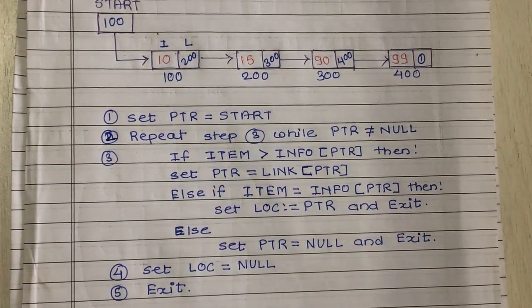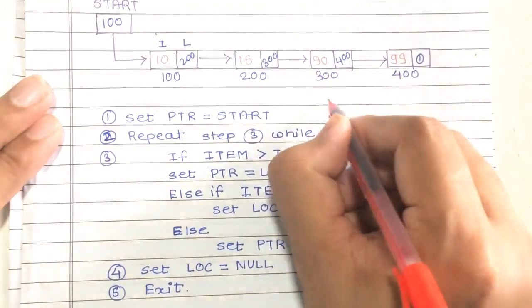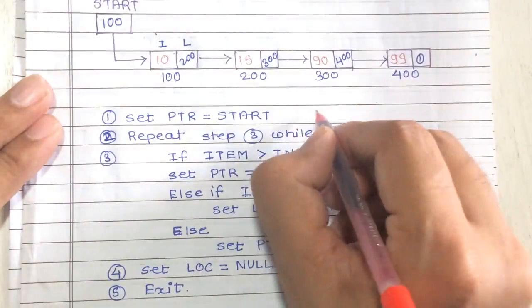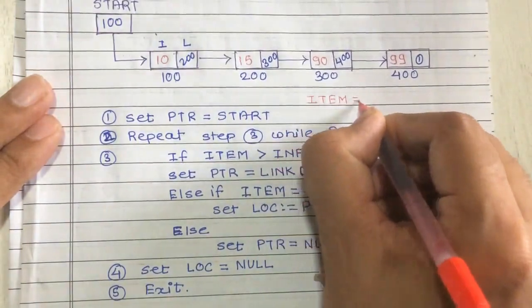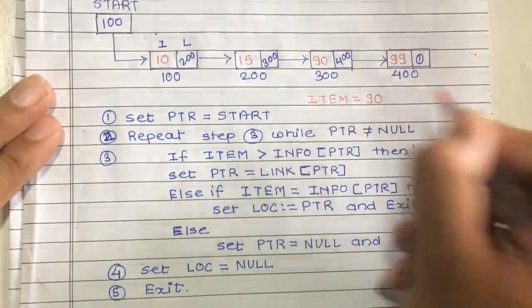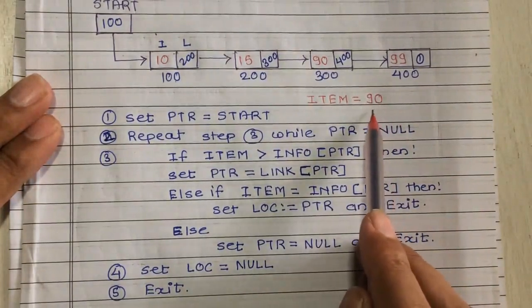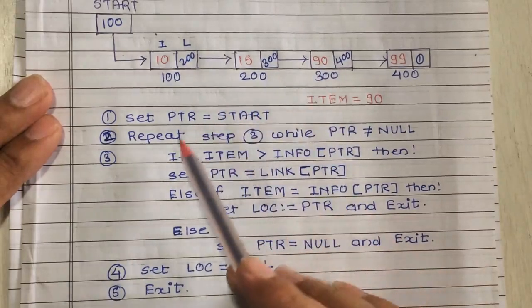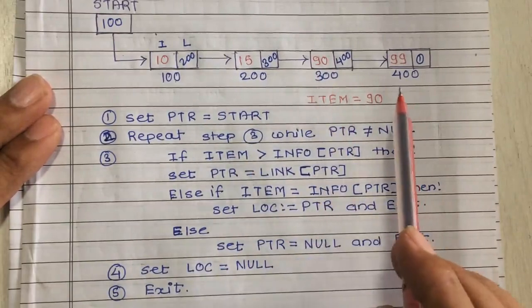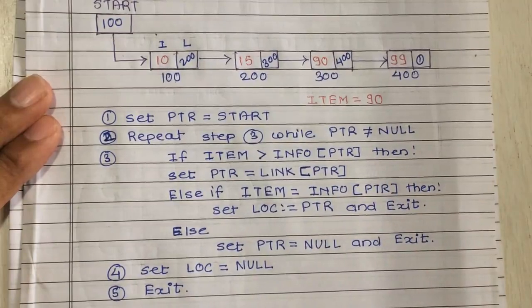So let's start with this algorithm. Just consider item is equal to 90. That is, we have to search the location of 90. Visually we know that the location of 90 is 300. So at the end of this algorithm, we'll get LOC equal to 300. Let's cross-check whether we get the same or not.